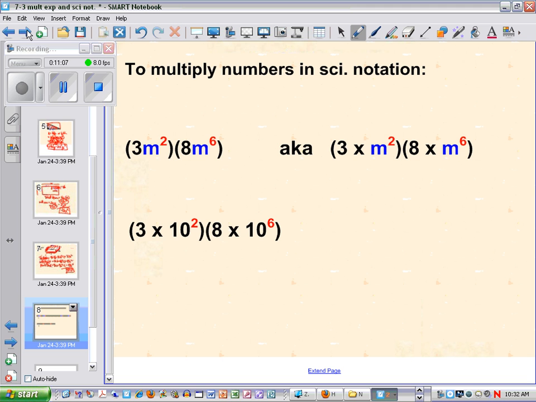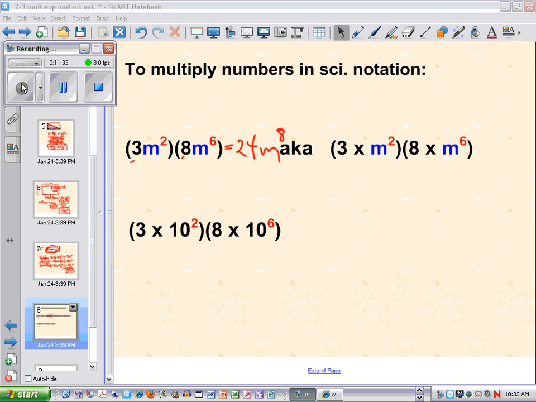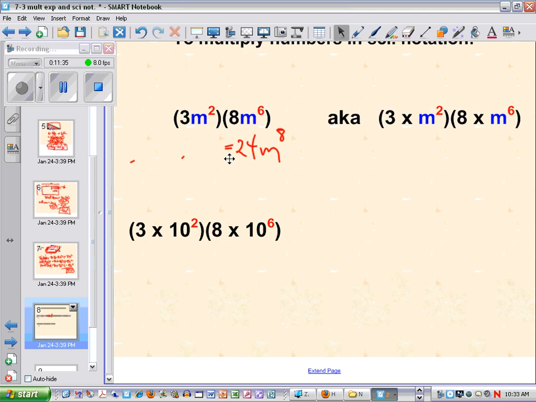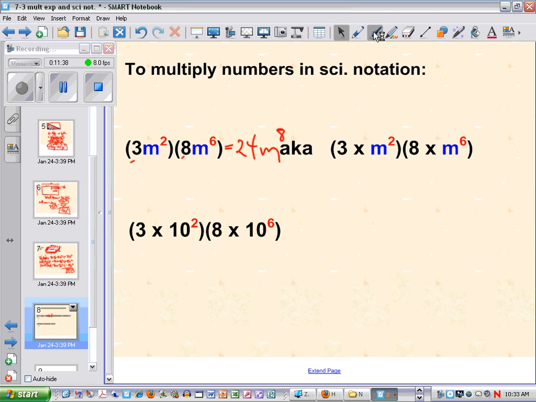So, when you're multiplying in scientific notation, you can group the numbers however you'd like. Okay? So first, let's look at 3m squared times 8m to the 6th. So, first we'll do our numbers. We got 3 times 8, 24. We've got m squared times m to the 6th. That's m to the 8th. Remember, multiplying with like bases, add the exponents. Okay, so that would be our final answer right there.